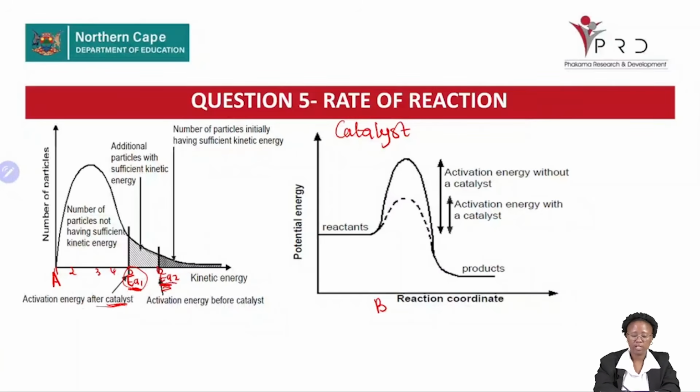So in this case, you'll know that, oh, okay, when I have a catalyst graph, I will have two activation energies. And the one with a lower activation energy is the catalyzed route. That shows that I have added a catalyst.